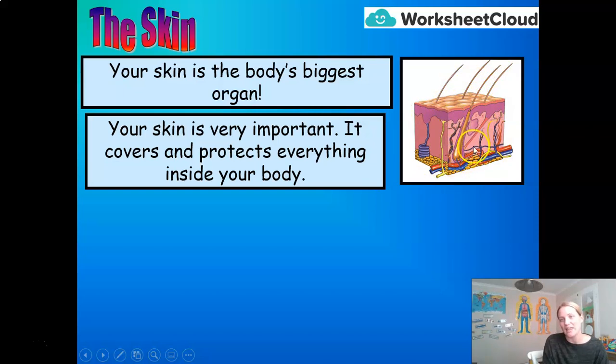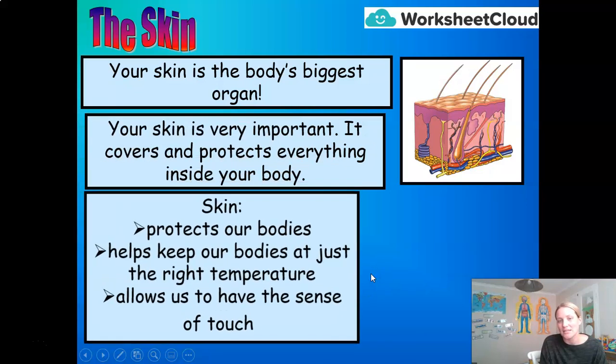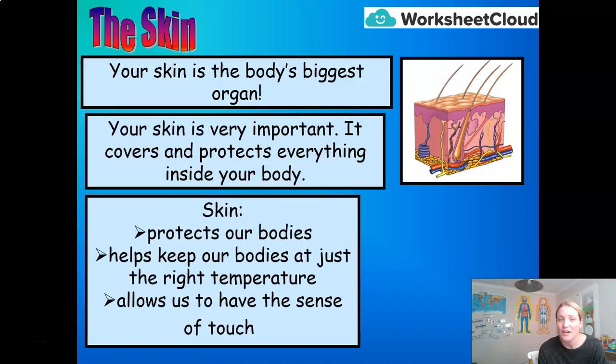And you see the hair. This is a hair follicle going down in there. This shows you how complex the skin actually is. Your skin has really important jobs. It protects your body. It keeps your body at the right temperature, and it gives you the sense of touch.